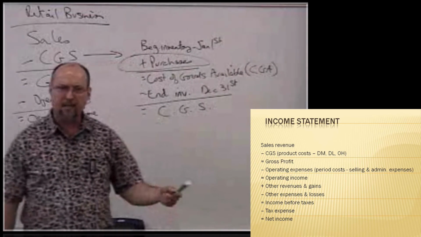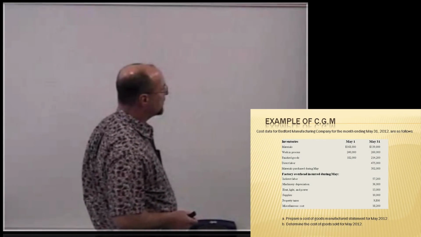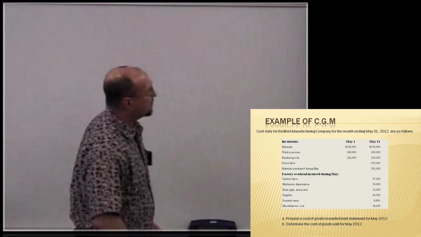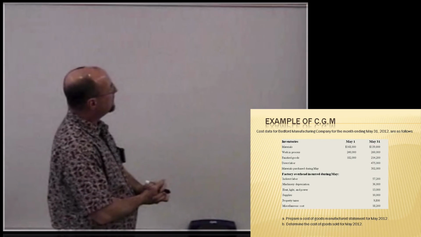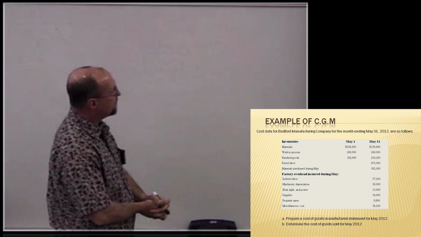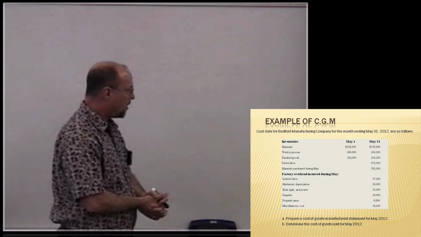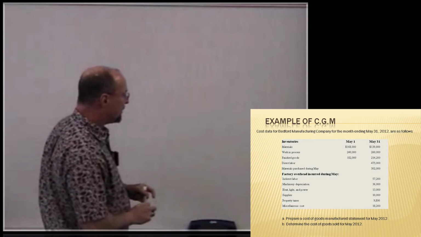And that's really a little beyond the focus of what we're talking about here. This is right out of your book from chapter 16. Here's an example of cost of goods manufactured. Cost data for Bedford Manufacturing Company for the month ending May 31st is as follows. Prepare cost of goods manufactured, determine cost of goods sold.